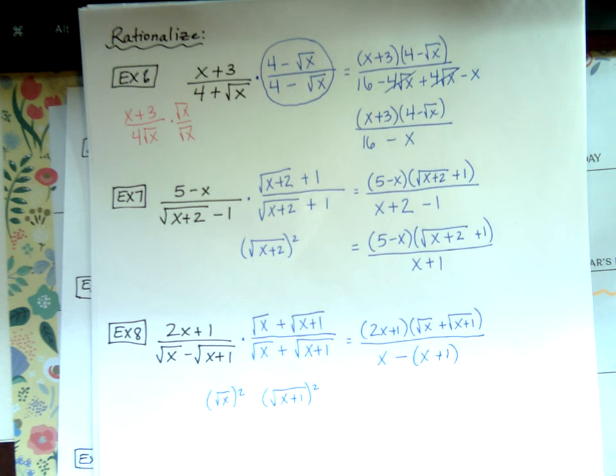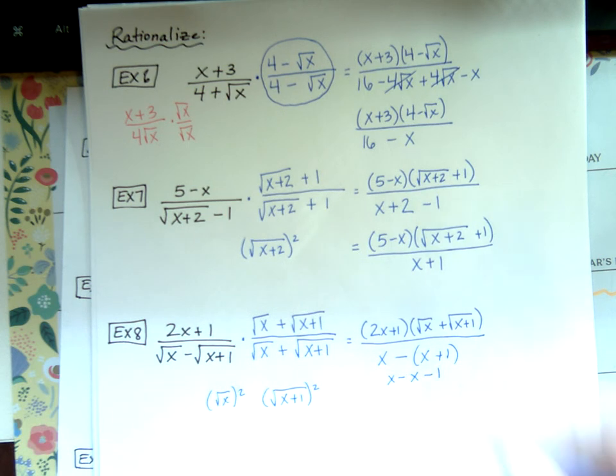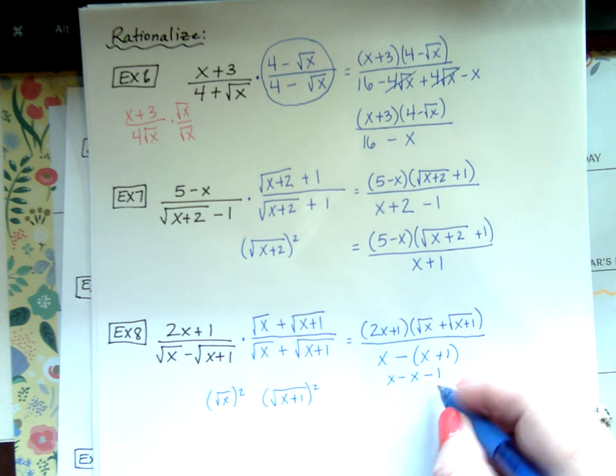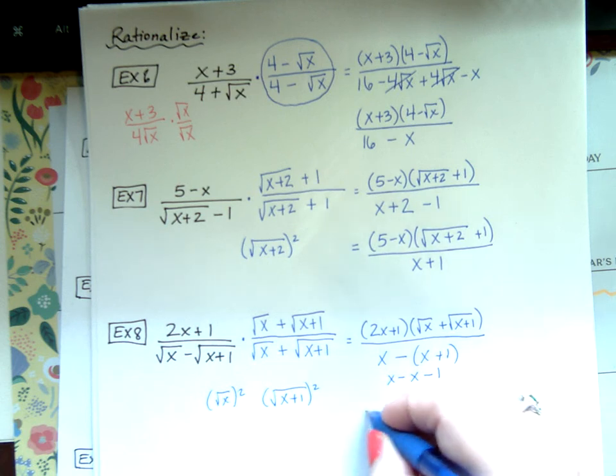So I really have x minus 1. Ooh, my x's are gone. X minus x, no more x. And so what I'm left with is, you can put it over -1, you can put a -1 out in front, whatever makes you happiest. I'm going to put just a -1 in front.